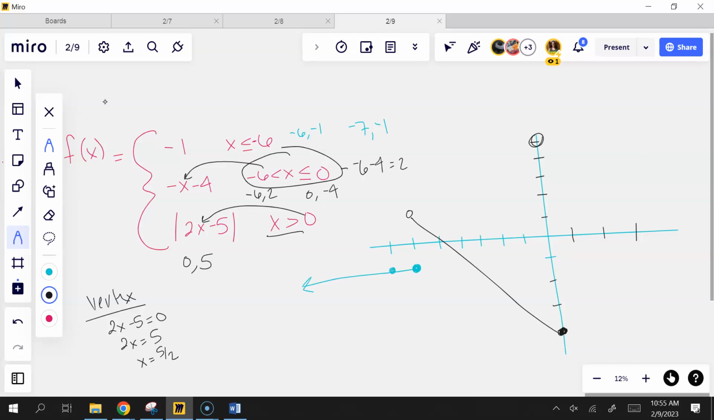Okay. So if 5 over 2 is the x part of my vertex, what's the y? And you should get 0 because there's nothing else there but the absolute value. See why we had to use it this time? Because it fell. You okay?